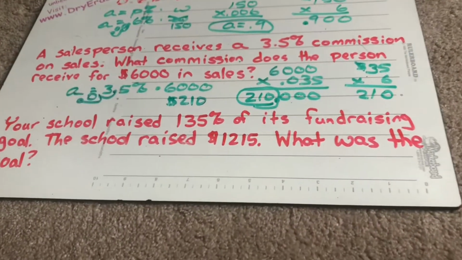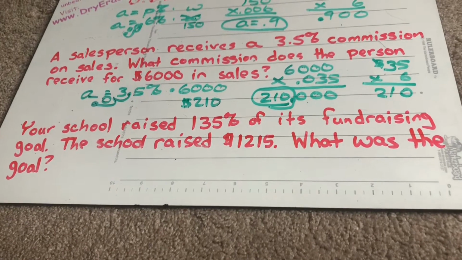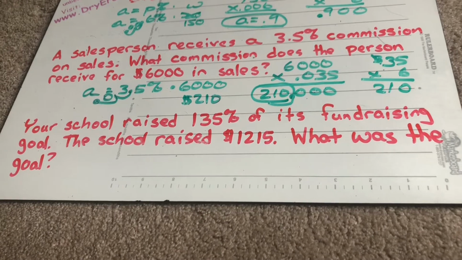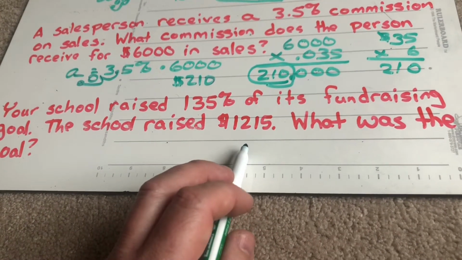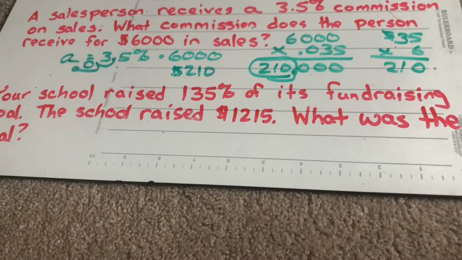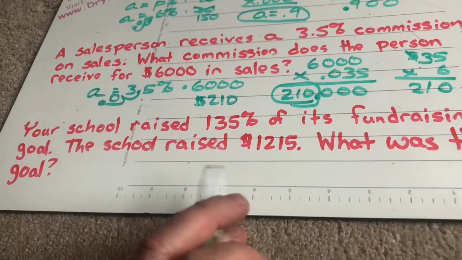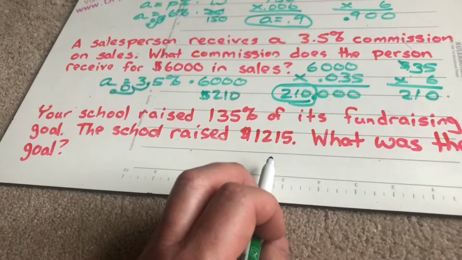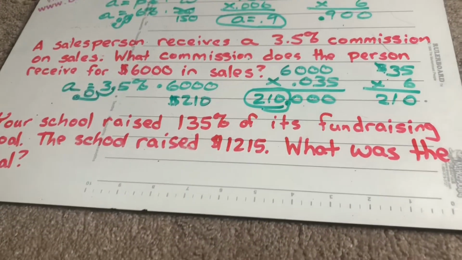All right, moving right along. Your school raised 135% of its fundraising goal. The school raised $1,215. What was the goal? Well, 1,215 was not the whole group; it was the part of the group. We don't know what the whole thing was. The whole thing was 100%.